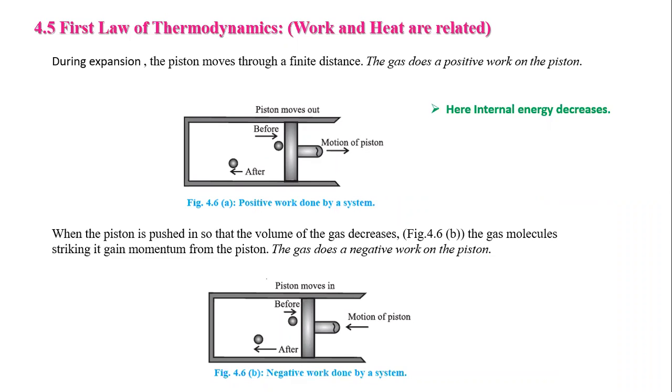In the first case, the piston is moving away, meaning the gas expands. So the positive work is done on the piston, or work done by the system. It is a positive work done by the system. And in the second case, the gas is compressed, so negative work is done by the system. Here internal energy increases in the second case. Now you remember one thing here: when internal energy increases, and when internal energy decreases.